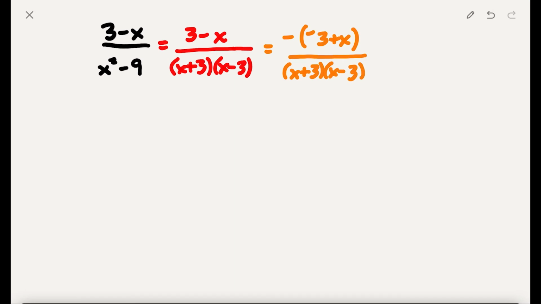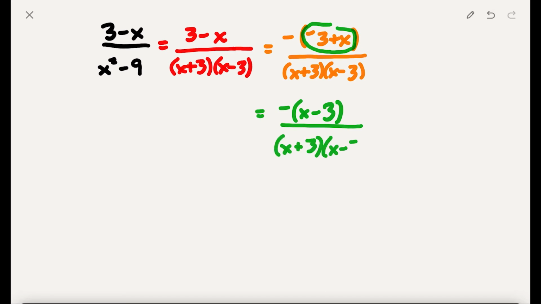And then what I'm going to do is reorder this right here. Instead of negative 3 plus x, I'm going to say x minus 3. So you're going to be left with negative times x minus 3 all over x plus 3 and x minus 3. Now what's great about switching the order is you can see right away these would divide out to be 1 over 1. And you'll end up with the final answer to be negative 1 over x plus 3.